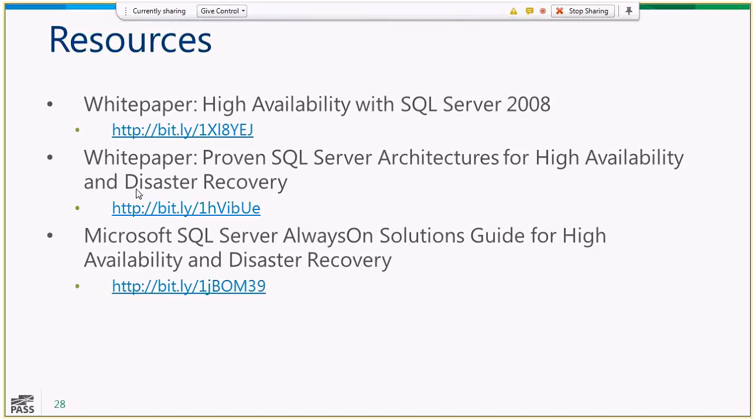So here are some resources for reading more about this. There's a really good white paper, even though it's for SQL Server 2008. It talks about all these concepts very well. Of course, it doesn't include Always On availability groups, but it explains all the weaknesses and strengths of the different HADR technologies available in SQL Server. The next white paper is also a very good resource. And for more detailed coverage of Always On availability groups, the third one is a good resource.